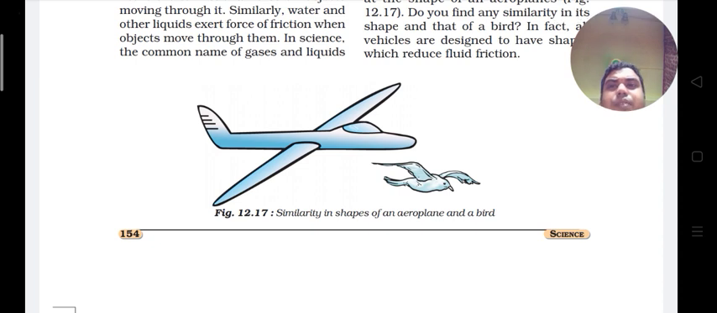Examples of the drag force are the air resistance force experienced by a car or an aeroplane when they move at high speed, and the water resistance force experienced by a speedboat moving rapidly in the sea.